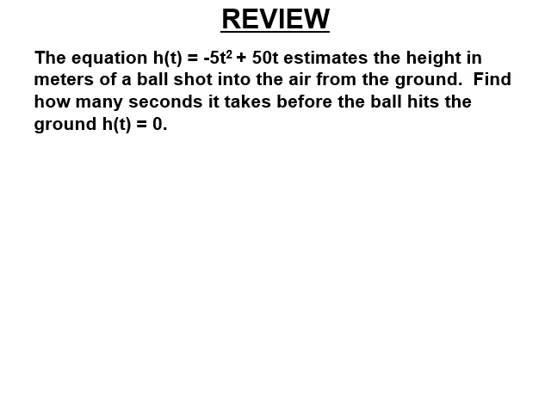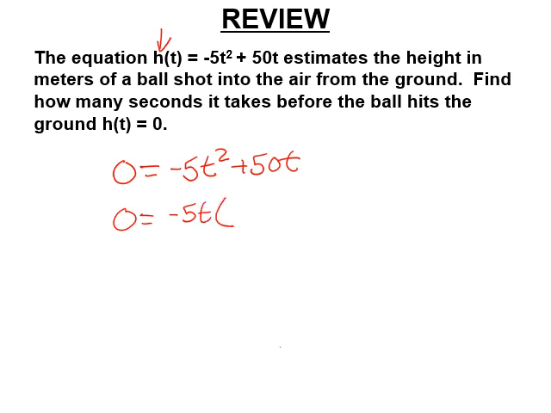So the key to this is the ground is at height 0. H stands for height as a function of time. So the ground is at 0. And so we're going to solve this equation to find out when the ball will hit the ground. We're going to remove a common factor. So we're going to remove a negative 5t, my fault, and we have t minus 10.